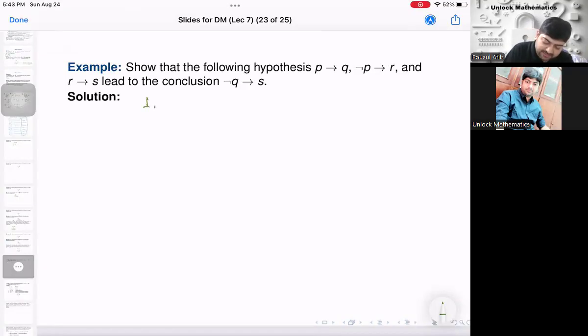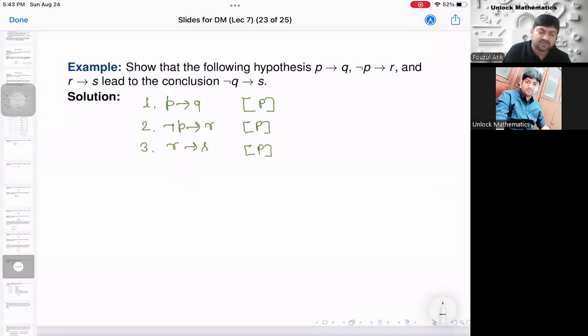So what are the premises? I'll write them down. Number 1, P implies Q. Number 2, not P implies R. Number 3, R implies S. These three are given, so I'm denoting them by P, meaning premises. These are the hypotheses. What you have to show is that the conclusion is not Q implies S. You have to show that this is the conclusion from these three. So how do you do that?